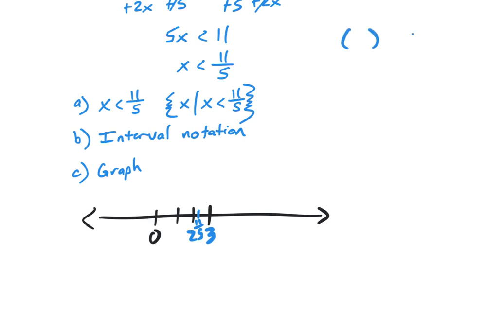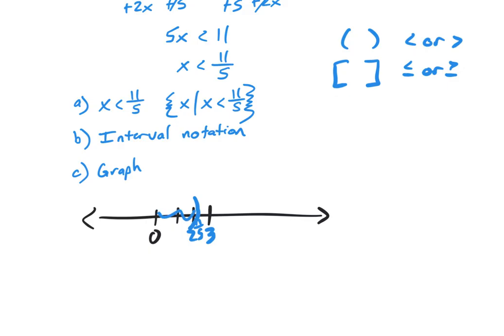We're going to use parentheses for less than or greater than, and we're going to use brackets for less than or equal to or greater than or equal to. So that kind of tells us what symbol we're going to use. So in this case, it's going to be a parenthesis, and because my graph is less than, we're going to open it to the left, and so it would be a parenthesis that looks like that.